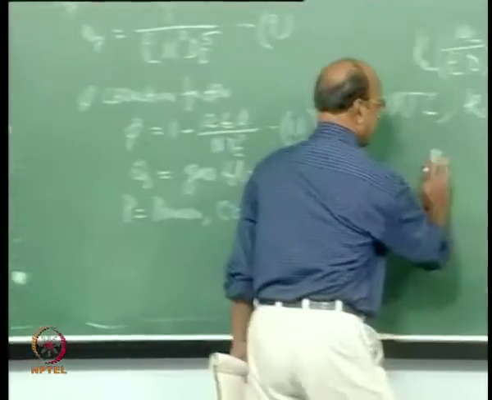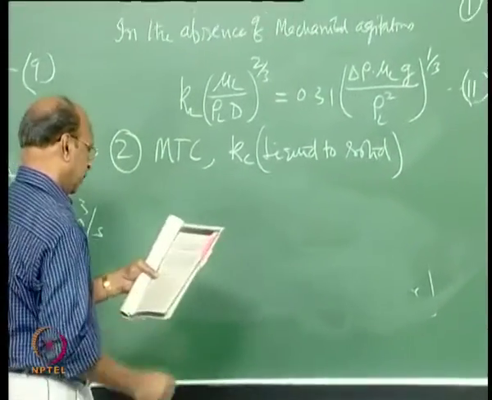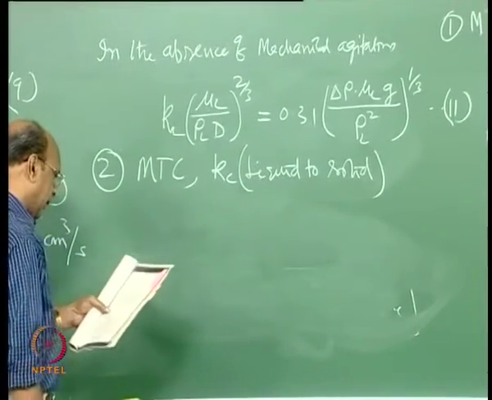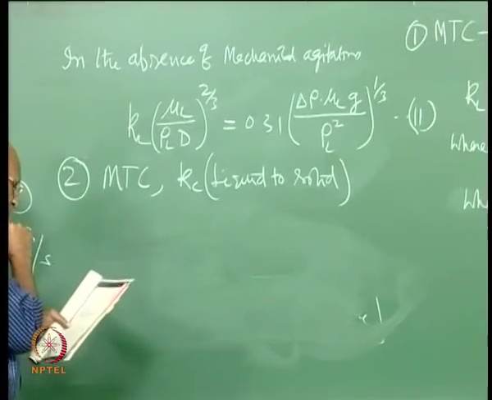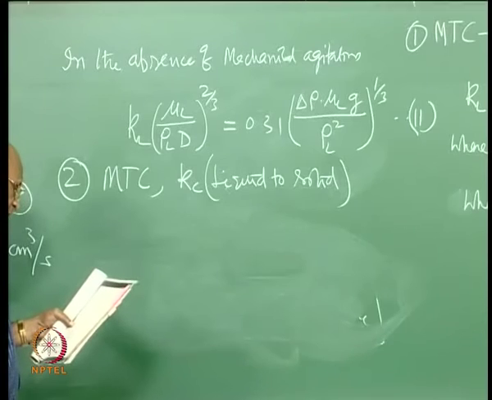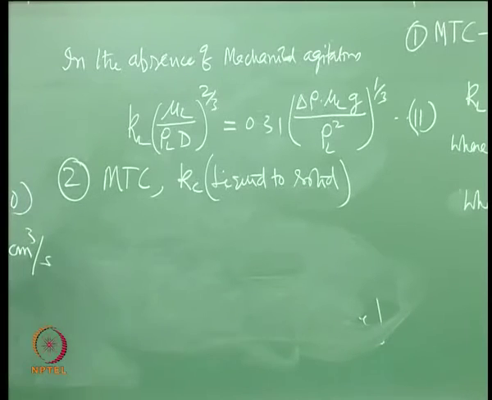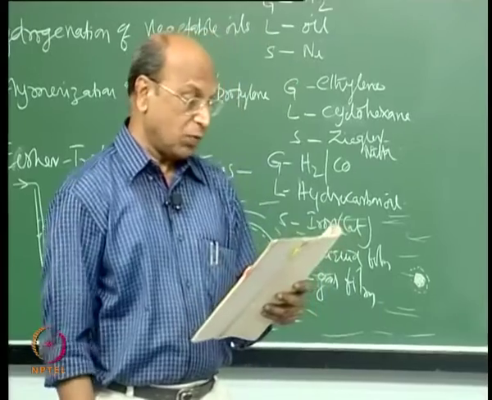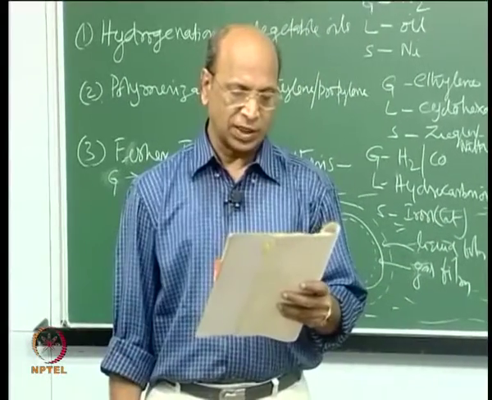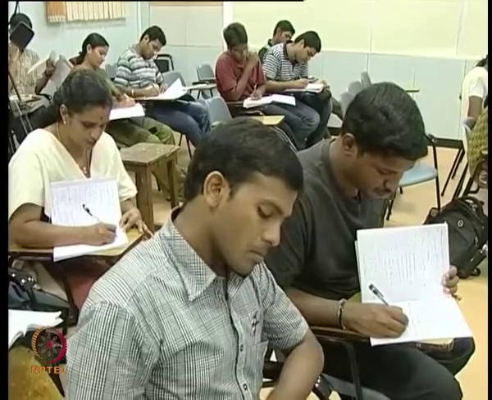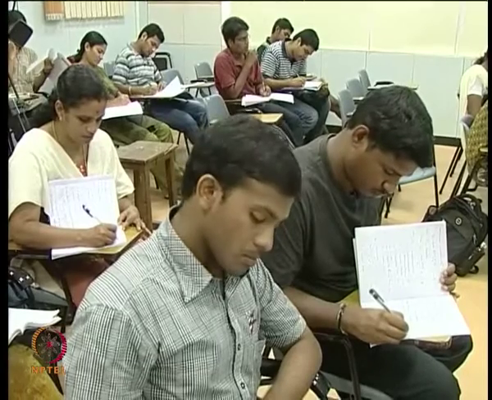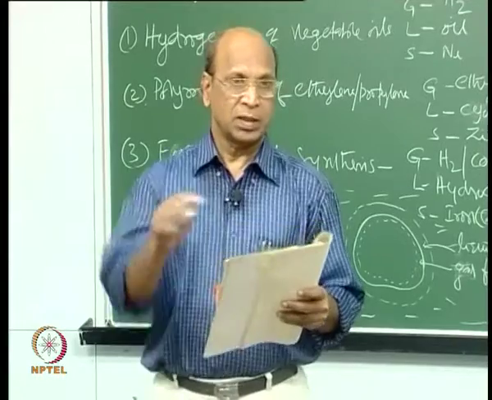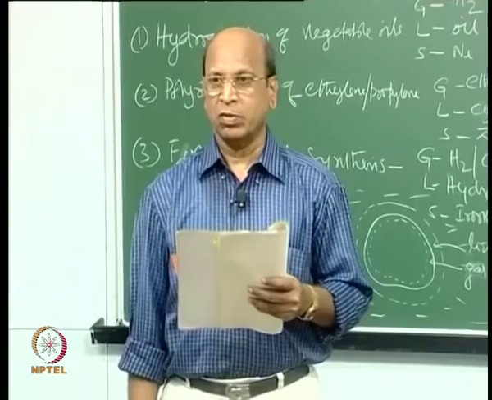So for K_C, we should have another correlation. This again involves agitating speed and all that. The relative velocity between particle and liquid determines the extent to which convection increases the Sherwood number above that for stagnant conditions.